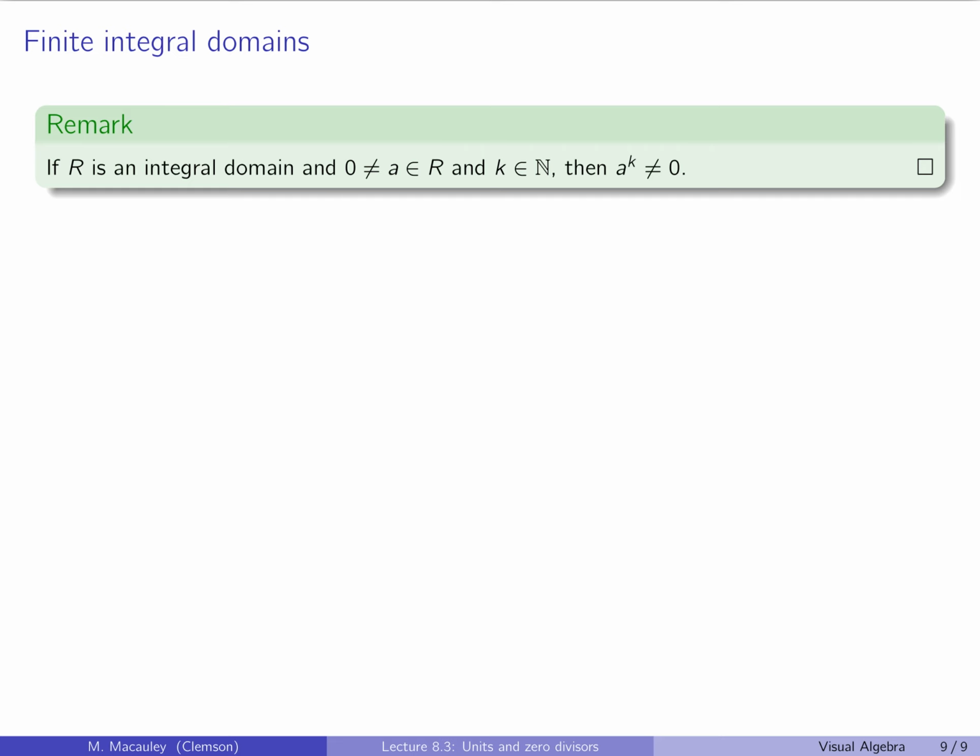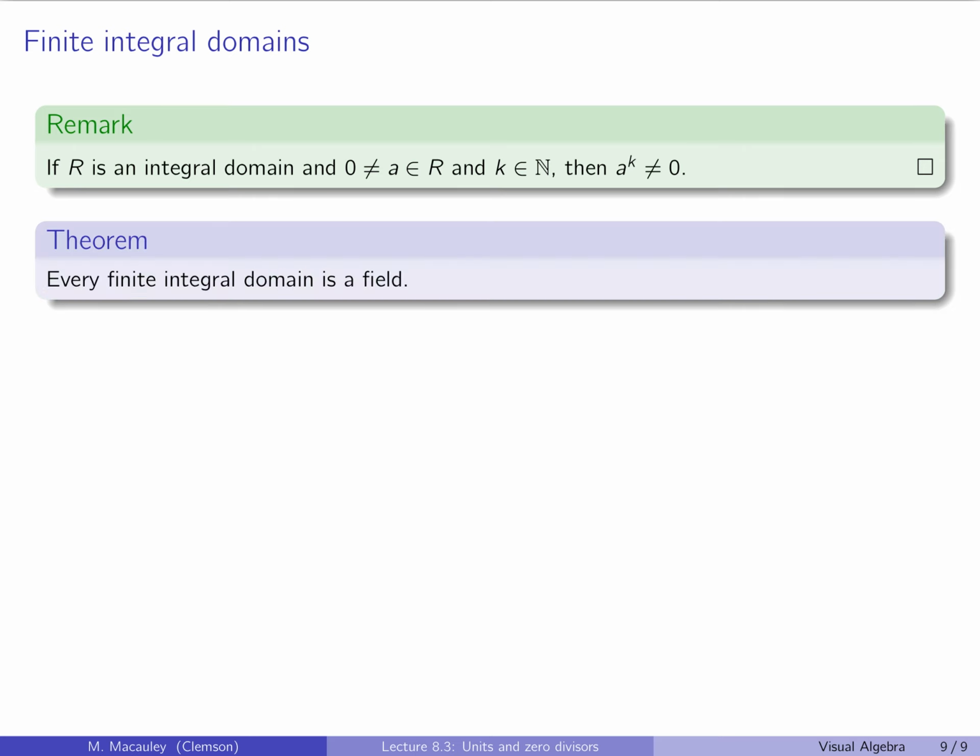So first of all, a remark. If R is an integral domain and we have a non-zero element a, then every power of a has to be non-zero. Do you see why that is? Because if a to the k was equal to 0, then that would imply that a times a to the k minus 1 was equal to 0, but that's not possible in an integral domain. One consequence of this is that every finite integral domain is a field. So maybe that's why we don't see finite rings very much, because there aren't any finite integral domains other than the ones that we do see, which are fields.